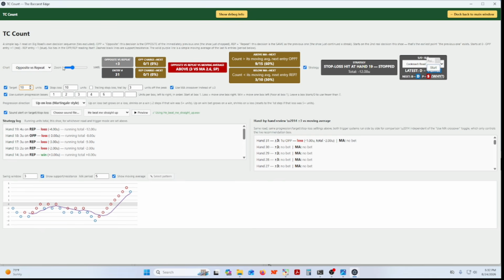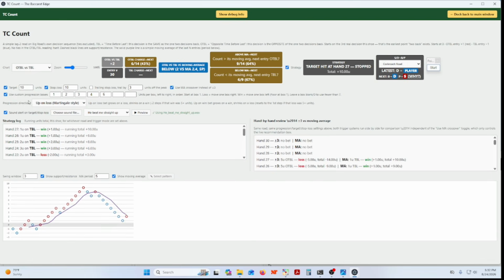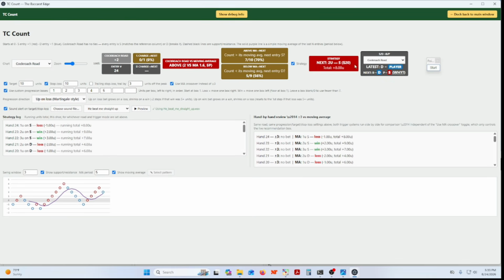Okay, so on opposite repeat, you're down 12 units. Opposite time before last, you're up 10 units, or you locked in 10 because when it got to 10, it stops betting. On Cockroach Road, you're up 8 units. Even though that's red, you're actually up 8 units. That red is for Player. Player is next hand.